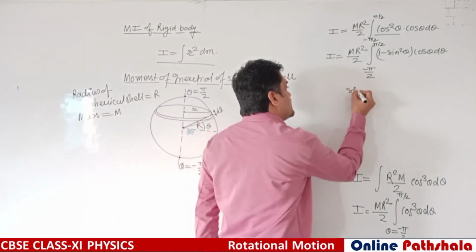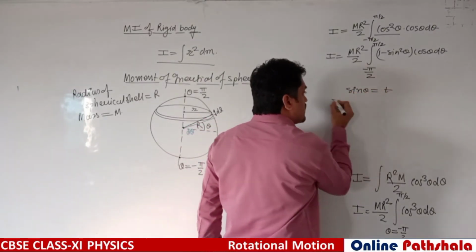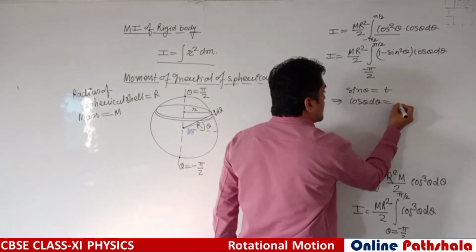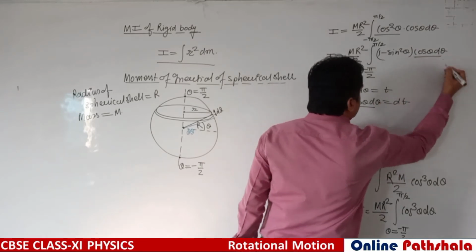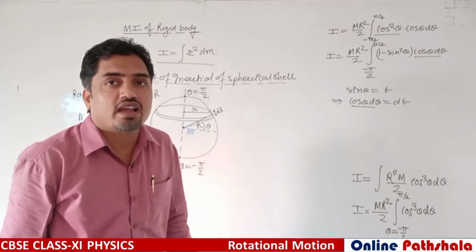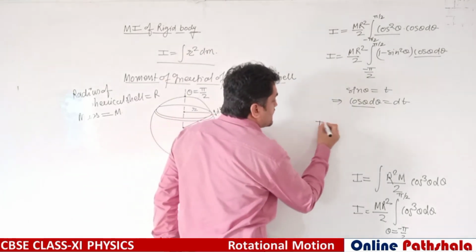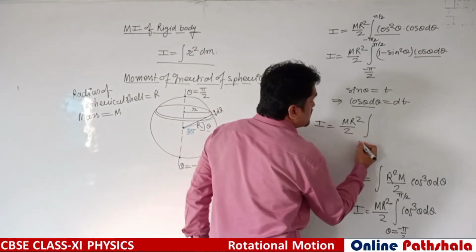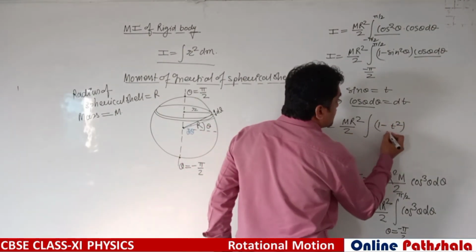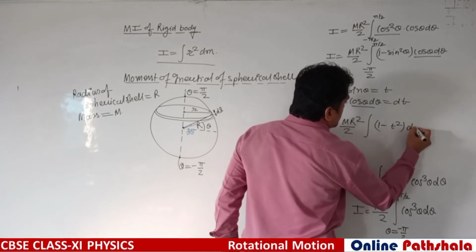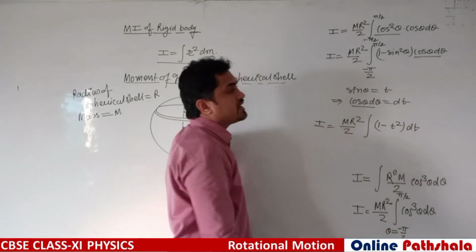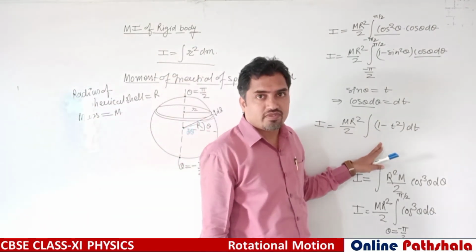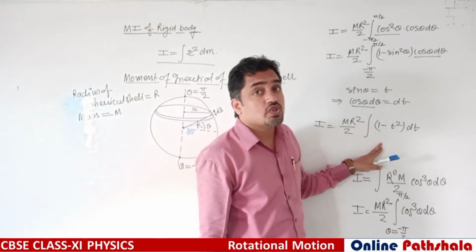We can write sin theta as t. So, the differentiation of sin theta, cos theta d theta, is equal to dt. So, this cos theta d theta can be written as dt and sin theta can be written as t. So, I is equal to mr square by 2 integration of 1 minus t square into dt. Now, what about the limit? We have to change the limit also. So, how to change the limit?